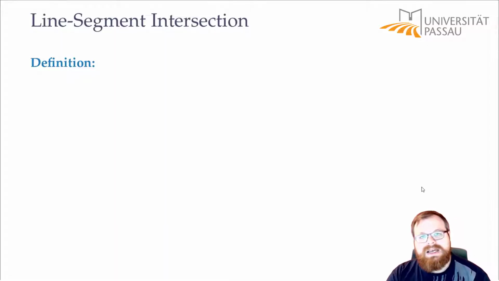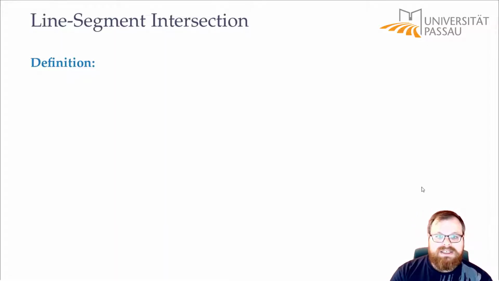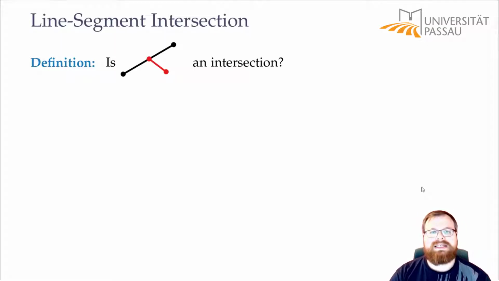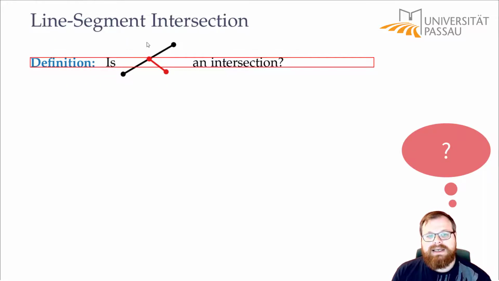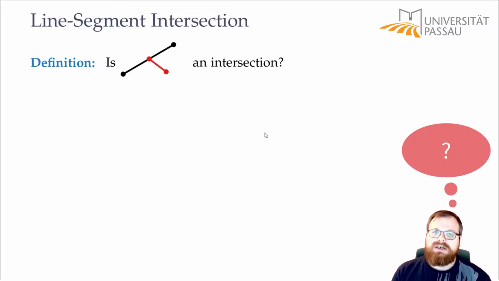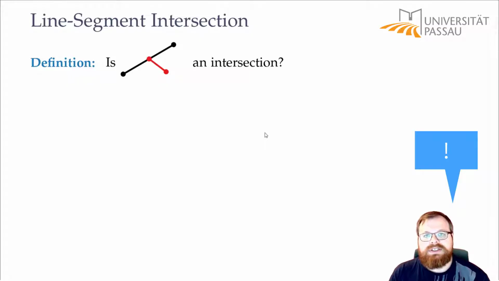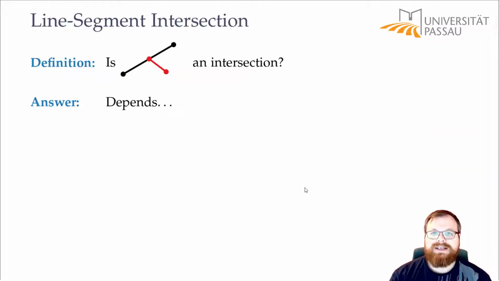There are a few things we have to consider. The first one is, let's assume we have these two line segments. When the endpoint of one of the segments lies exactly in the middle of one other segment, do we count this or do we not? This is a question of definition. It depends on how we define our line segments. In this lecture we consider our line segments to be closed.